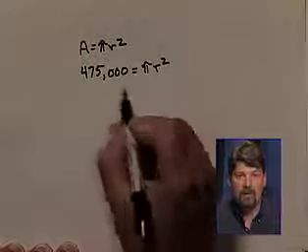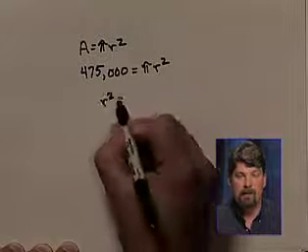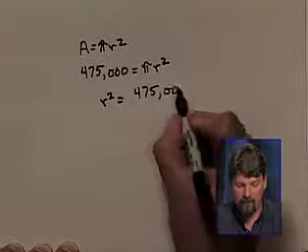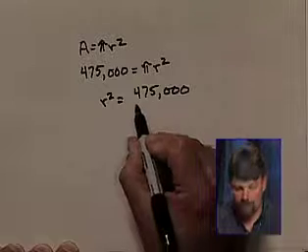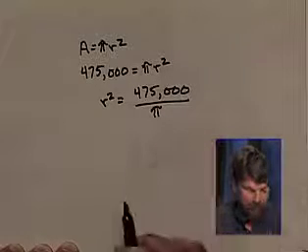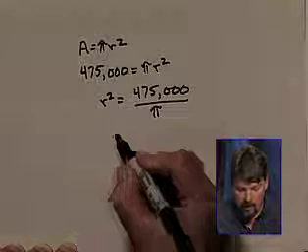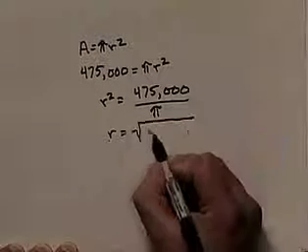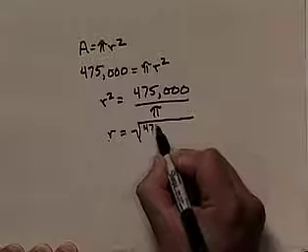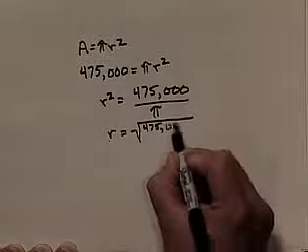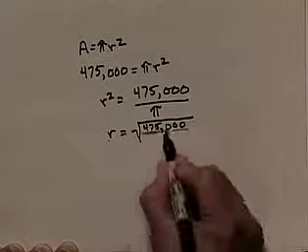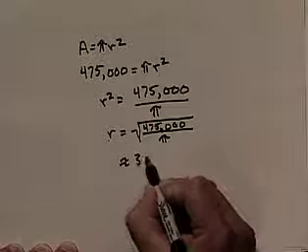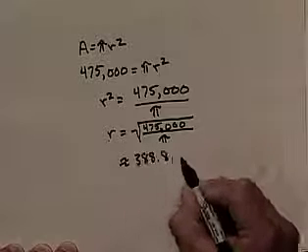So if we divide both sides by pi, we get r squared equals 475,000 divided by pi. And now we need to take the square root. And I'm only concerned in this case with the positive square root since we're talking about a length, and lengths are always positive. So we have the square root of 475,000 divided by pi, and that's approximately 388.8 meters.